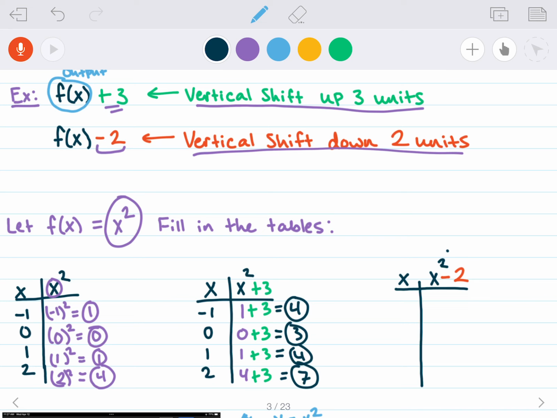Same idea with subtracting 2. I'm going to keep the inputs the same as the parent function inputs, right? Because this vertical shift isn't affecting the x values at all. But now I'm going to take the original outputs of my parent and I'm going to take away 2 from them. So let's write my original outputs first. And then I'm going to take away 2 from each of these.